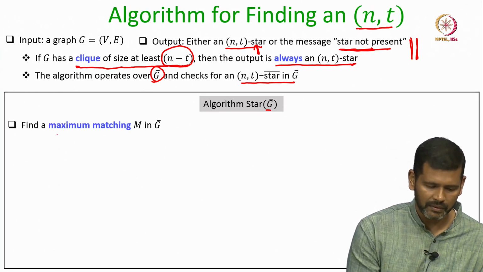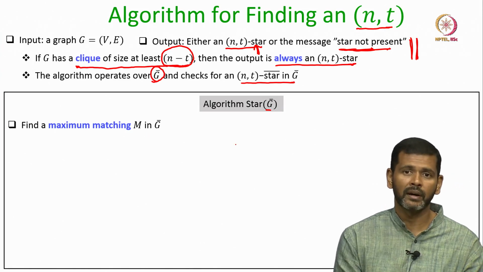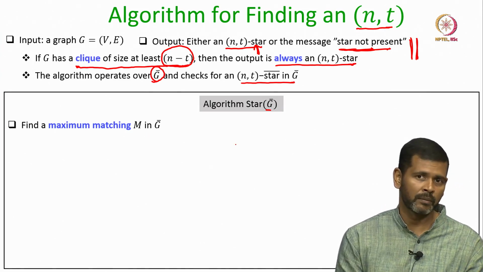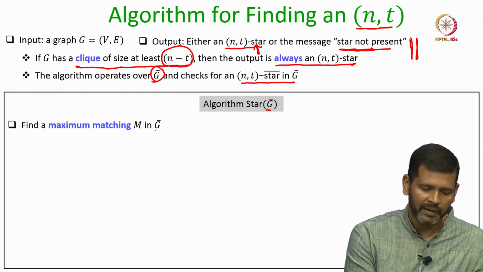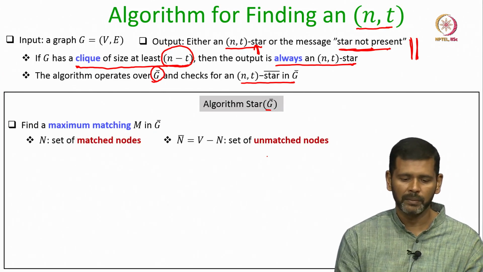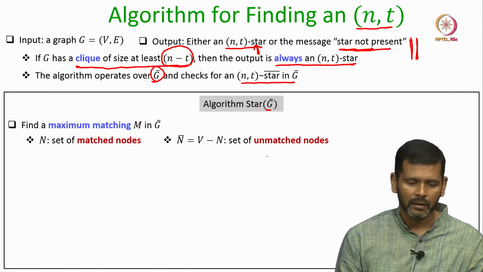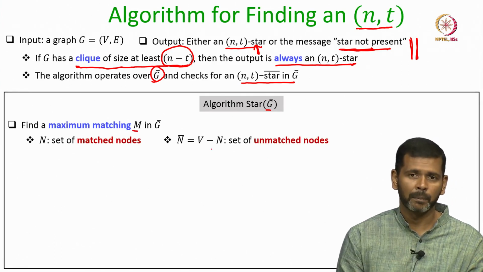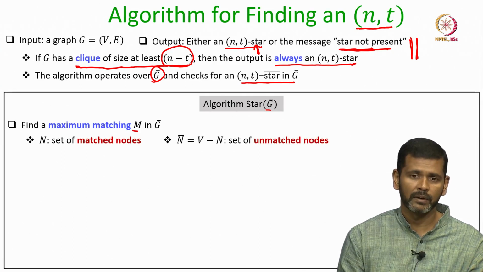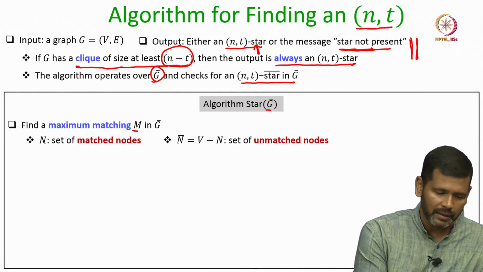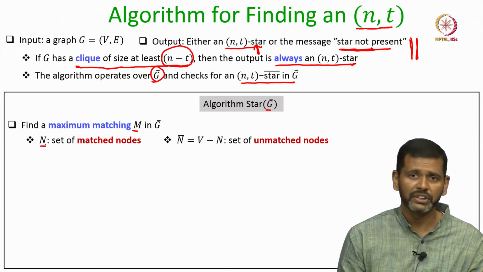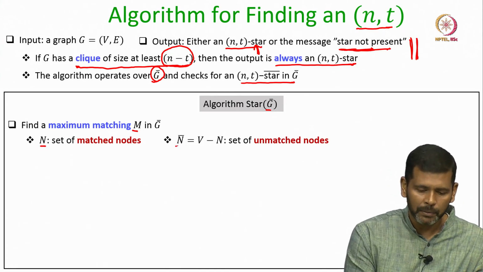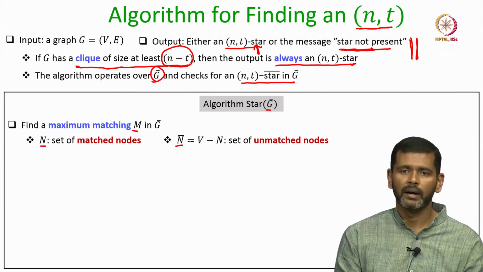So, the first step is it finds a maximum matching in the G complement graph using any polynomial time algorithm. Now, based on this matching M, there will be a subset of matched nodes and a subset of unmatched nodes. So, let N denote the subset of matched nodes and N complement denote the unmatched nodes.